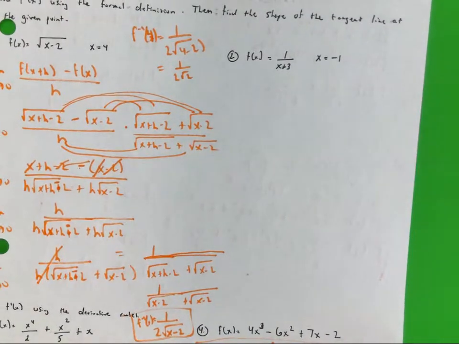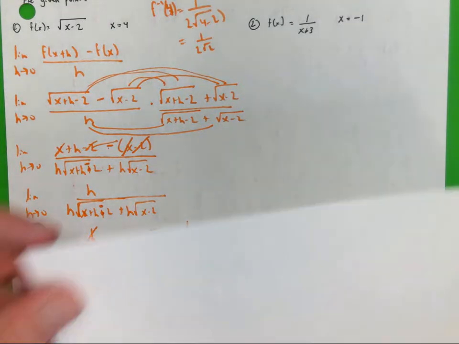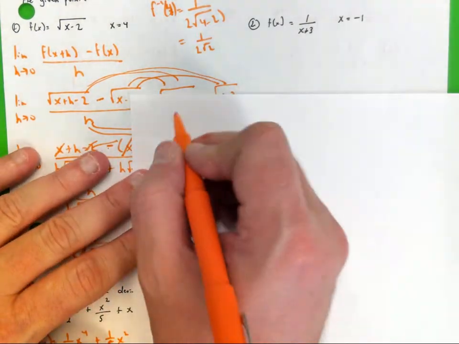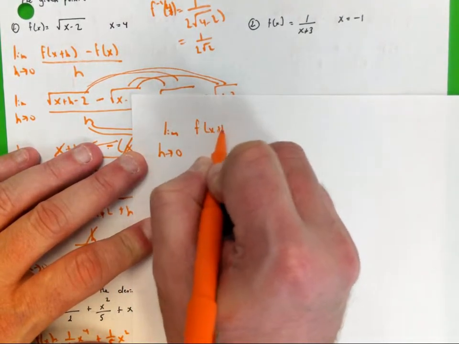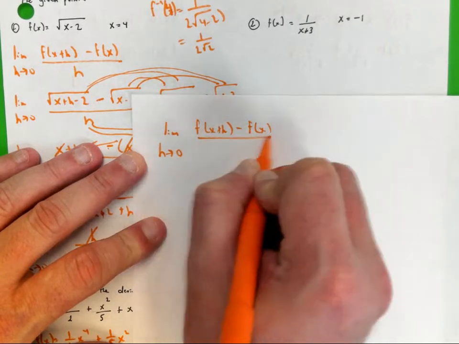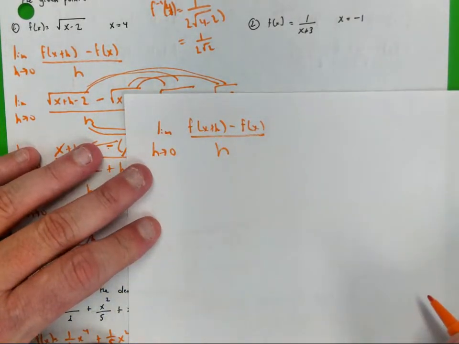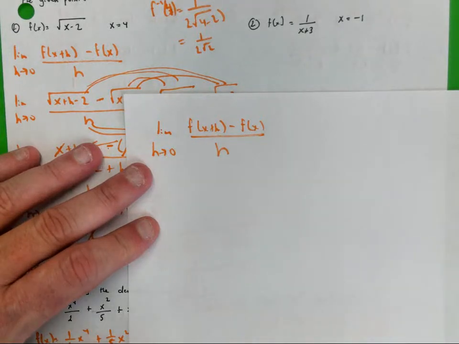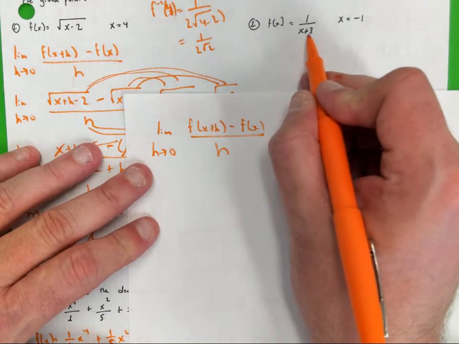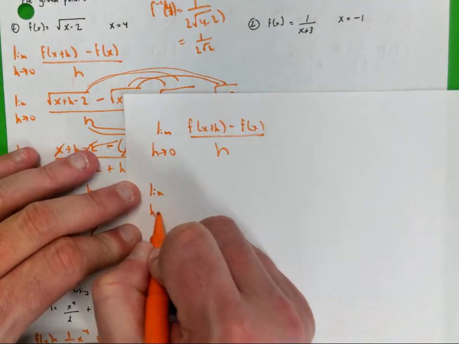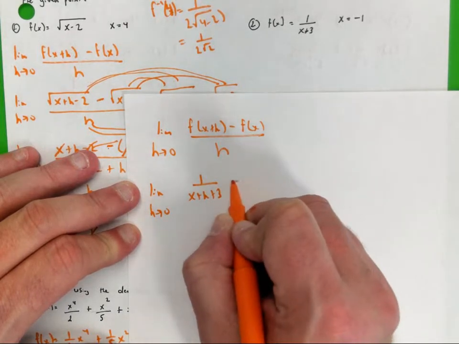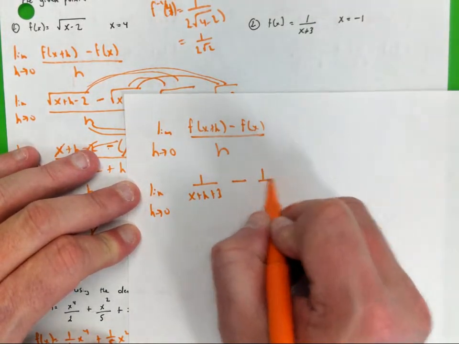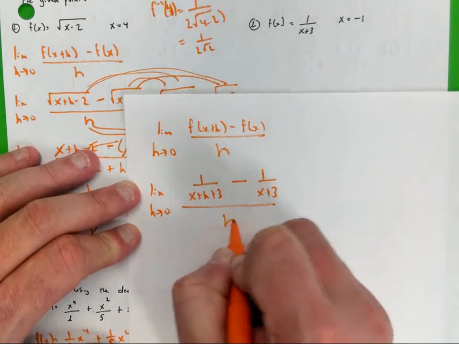All right, let's look at this last one. I might have to do this on a piece of paper. The limit as h approaches 0 of f of x plus h minus f of x all over h. Now, I'm going to plug x plus h in for this. When I plug that in, I get 1 over x plus h plus 3 minus, if I plug x in, it stays the same, all over h.